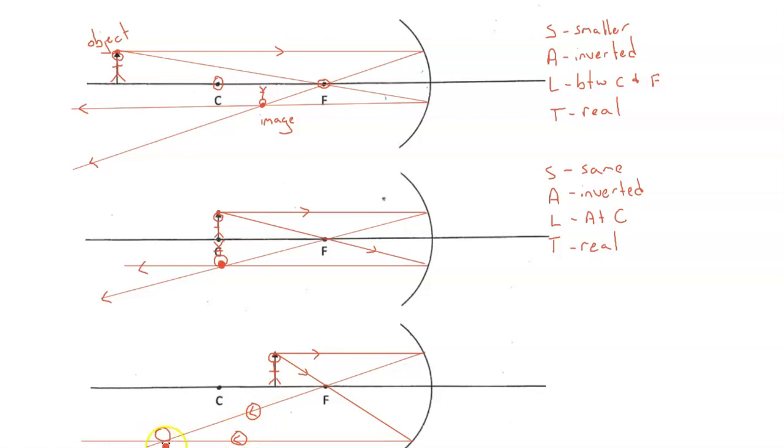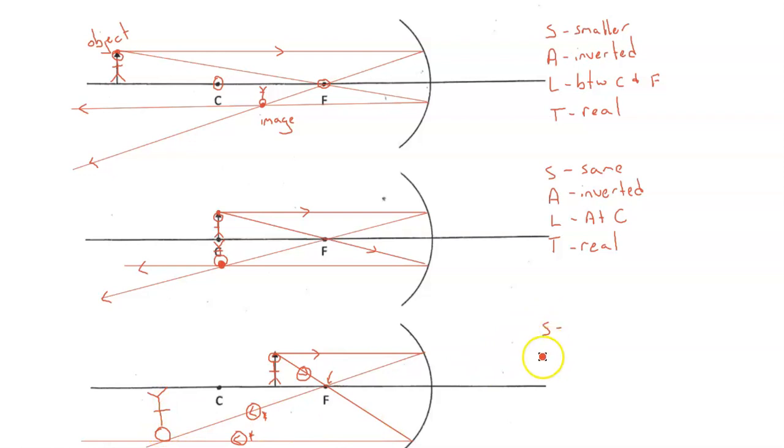Sometimes students will say, oh, it intersects right here at F, but that's not true because this is not a reflected arrow. It's an incident arrow. These are the two reflected arrows. Those are the ones we care about, where they intersect. So our image is right here.